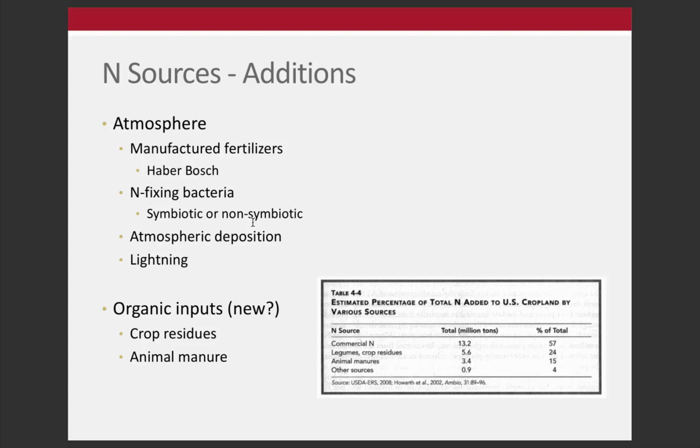And so this is data from the United States, estimated percent of total N added to U.S. cropland by various sources. Okay, so you can see in the U.S. these are in million tons and percentages. Commercial nitrogen fertilizer, about 60% of the total N added. Legumes, crop residues, about a quarter, 24%. Animal manures, 15%, and then other sources 4%. So really, the vast majority is commercial nitrogen and then legumes and crop residues. But fertilizer, commercial N at 60% and likely growing, continues to be a major source of new N.